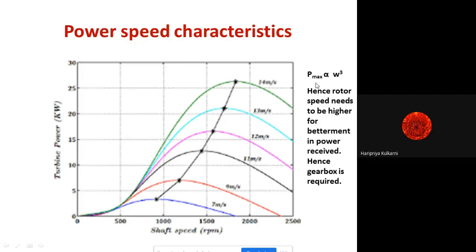Okay, so maximum power is proportional to omega cubed, where omega is the rotor speed. Hence, rotor speed needs to be higher for better power. The better the omega, the better the maximum power, and that's why we are using the gearing arrangement or gear ratio to adjust the speed, and we can get better power. So this is the power-speed characteristics.